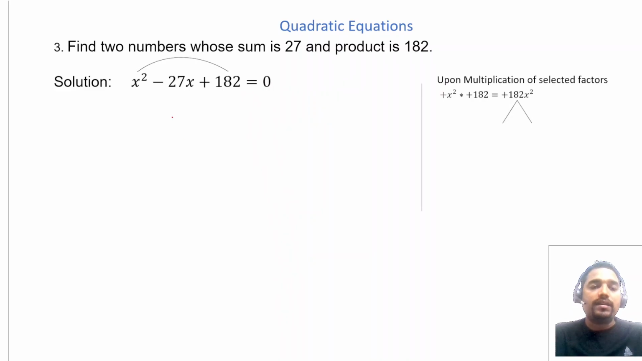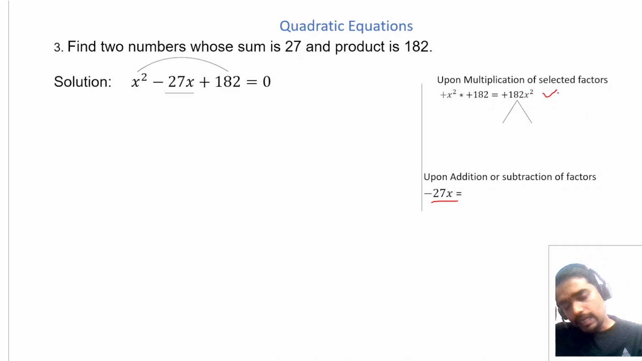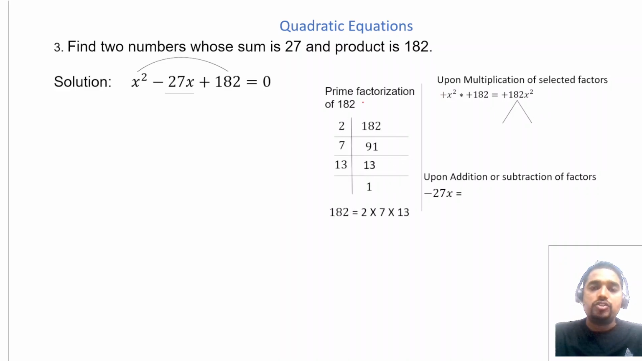In order to do factorization and select factors, multiply the first and the last term, that is plus x square multiplied by plus 182 is equal to plus 182 x square. Also, the second condition to be satisfied is that upon addition or subtraction, the factors we select should give us minus 27x. Since 182 is a composite and big number, let us do prime factorization of 182. Upon doing prime factorization of 182, we get the prime factors as 2, 7 and 13. These prime factors will have to be combined in such a way that the factors we select out of this, upon their addition, should give minus 27.